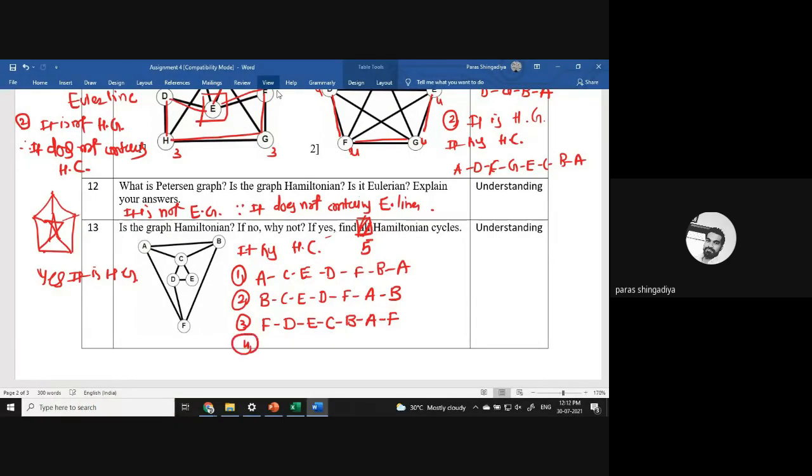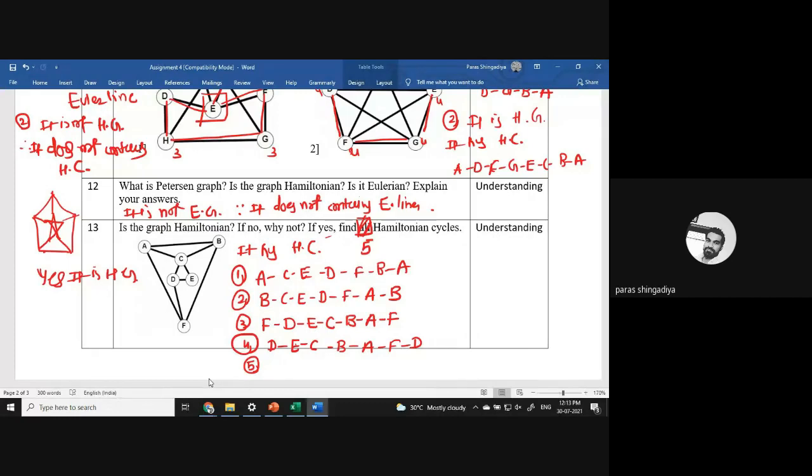Then the fourth one, you can consider. Let's start with D. Okay, let's start from D. Let us say D to F. Otherwise, D, E, C, A, B. Let's consider this route: D, E, C. Then B, A, F, and D. That's it.